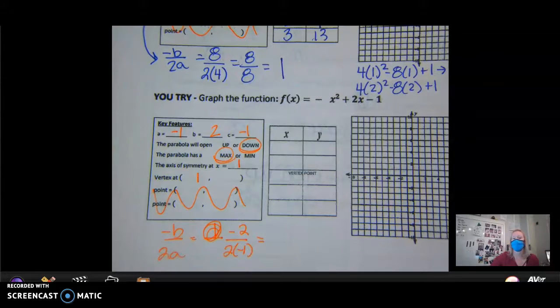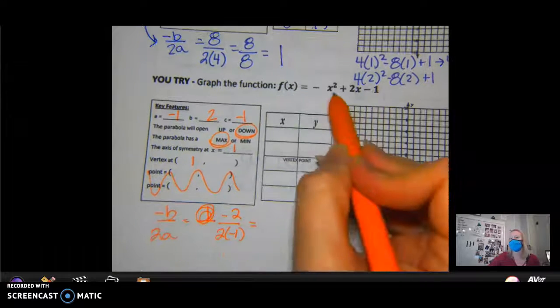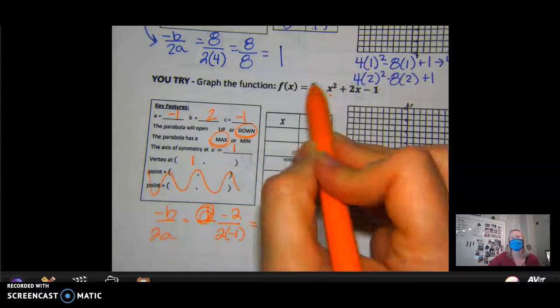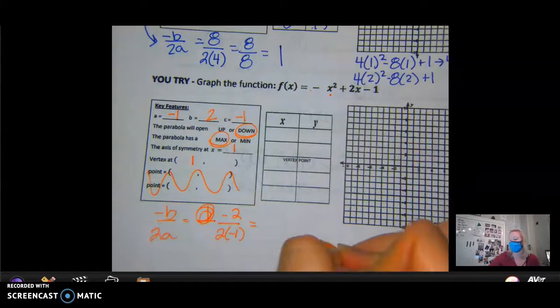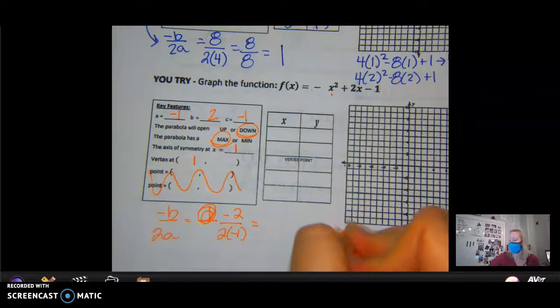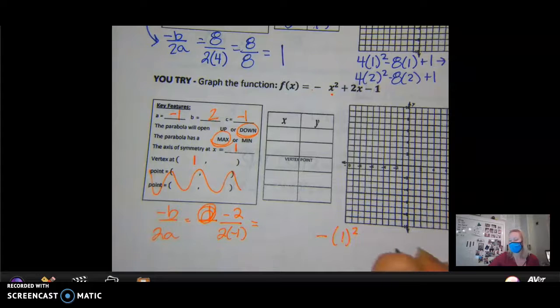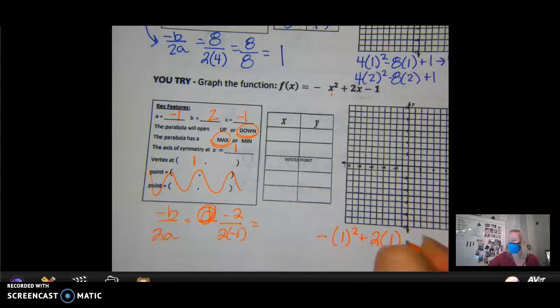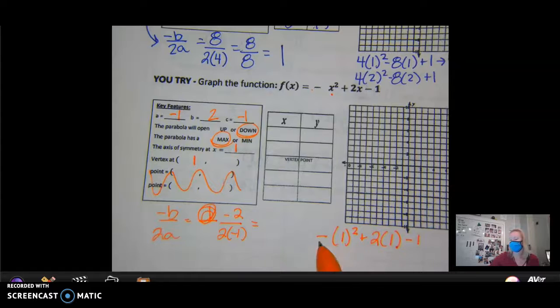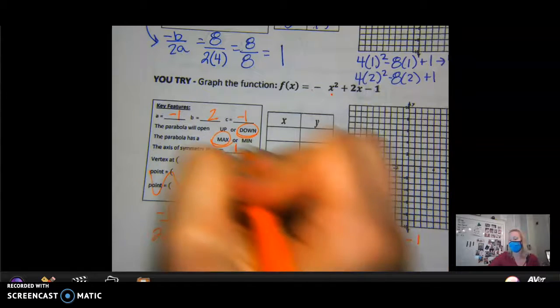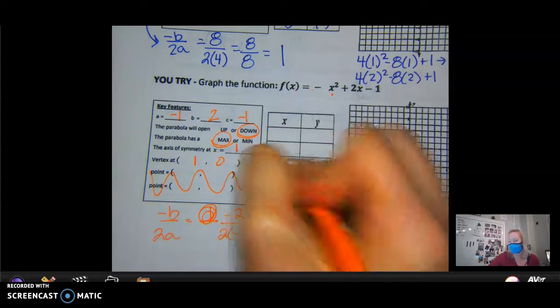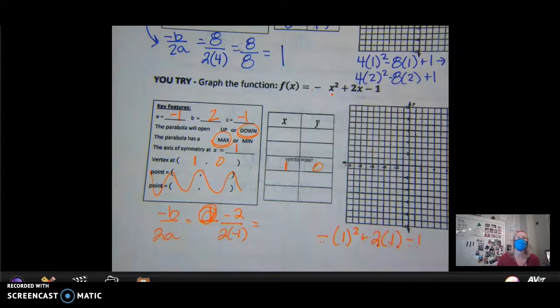Vertex is at 1, comma something. Now, you have to be super careful on this. This negative sign does not go in parentheses. So when I type this in, it'd be -1 squared, like that, plus 2 times 1 minus 1. So 1 squared is 1, but throw the negative on it. That's -1. Then 2 times 1 is 2. So it's -1 plus 2, which is 1. Minus 1 is 0. Raise your hand if you got that correct. Your vertex is at 1, 0. Awesome. Very, very good.